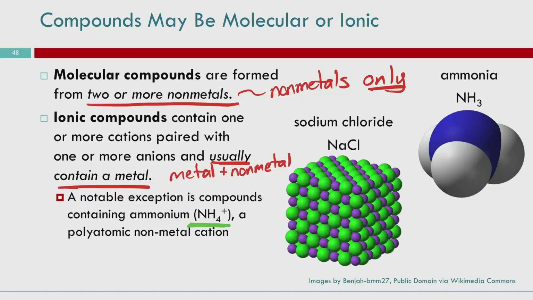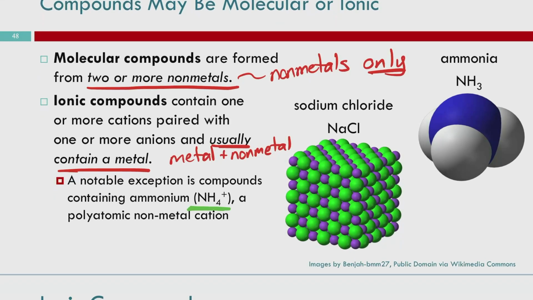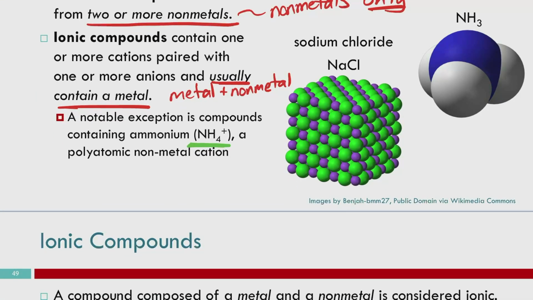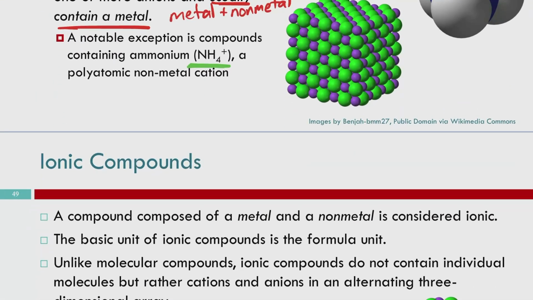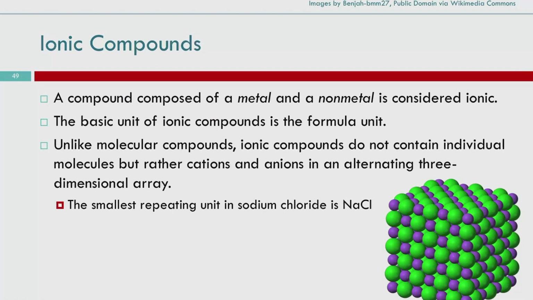Good flashcard material. Molecular compounds: nonmetals only. Ionic compounds: a metal and a nonmetal, or a positively charged polyatomic ion and anions. So ionic compounds are, again, generally composed of a metal and a nonmetal. They're called ionic compounds because they're made up of ions. And our basic unit, or our smallest unit, is the formula unit. The formula unit is just the smallest repeating part.